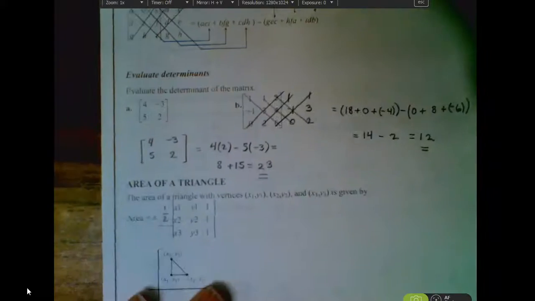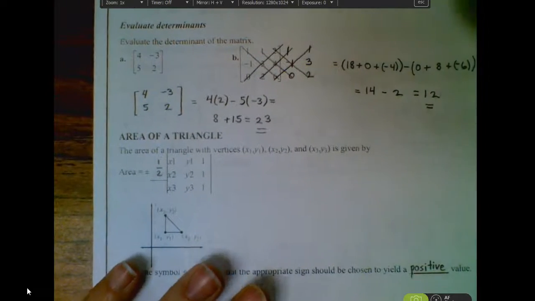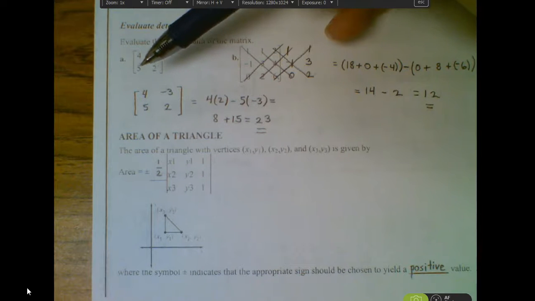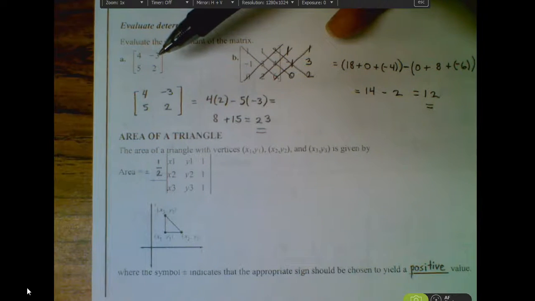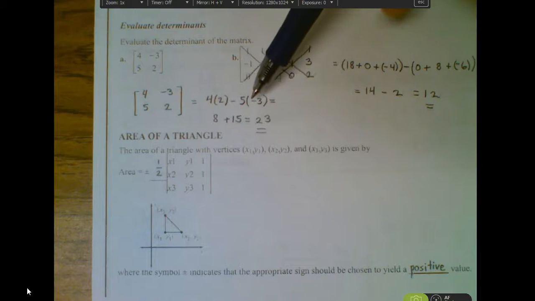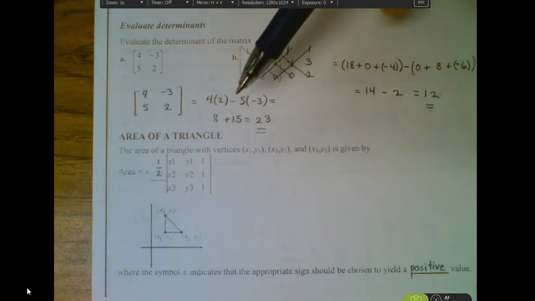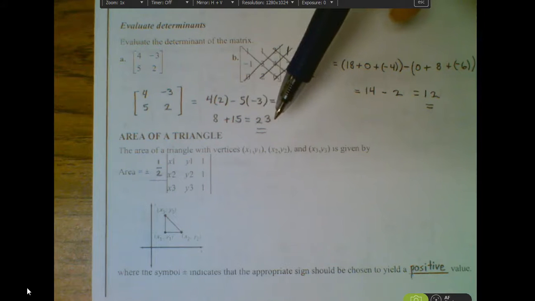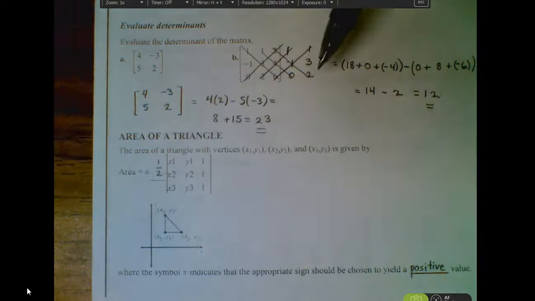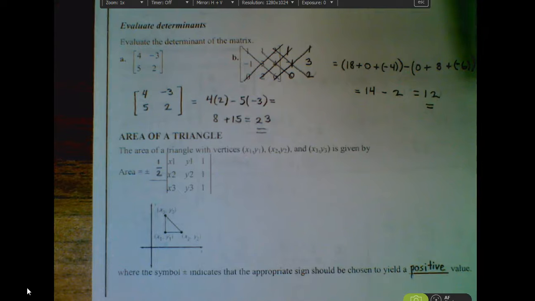So let me show you one with some real numbers plugged into that. So here's a 2 by 2 matrix. And again, I'm going to do my downward diagonal minus my upward diagonal. So I'm going to do 4 times 2 minus 5 times negative 3. Here's the work laid out for you: our downward diagonal minus the upward diagonal. If we do a little cleanup on that, you can see we get our determinant, which for that one would be 23. Real simple with a 2 by 2 because there's only a couple numbers to look at. You can see with a 3 by 3 there's a little more going on, and that's what we'll talk about next.